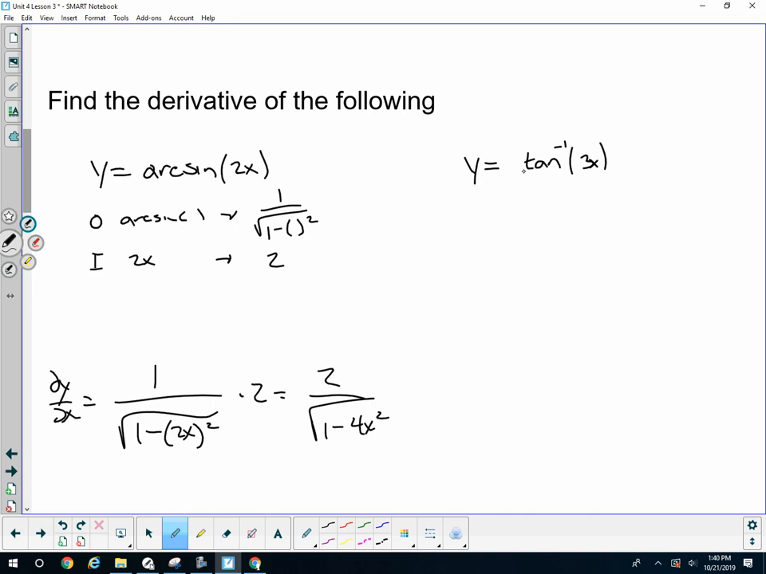All right, you guys try this one out. It's very similar. So it's 1 over 1 plus x squared is the derivative of inverse tangent x.